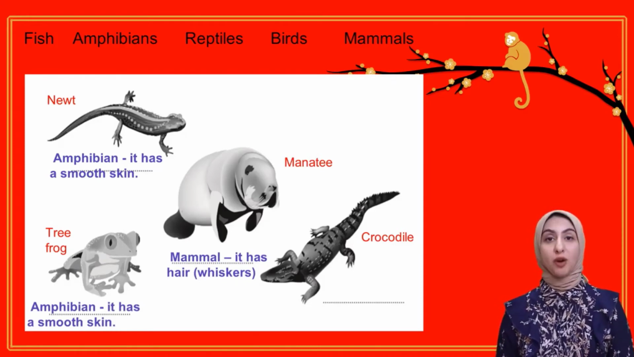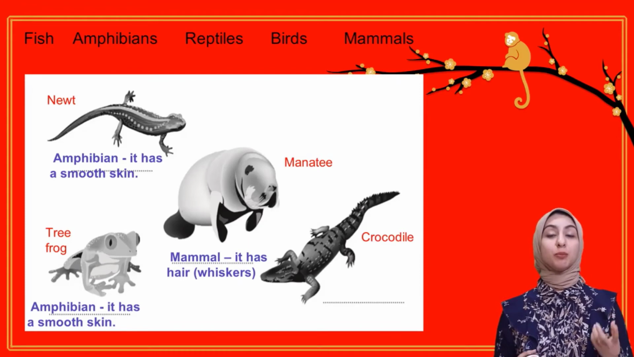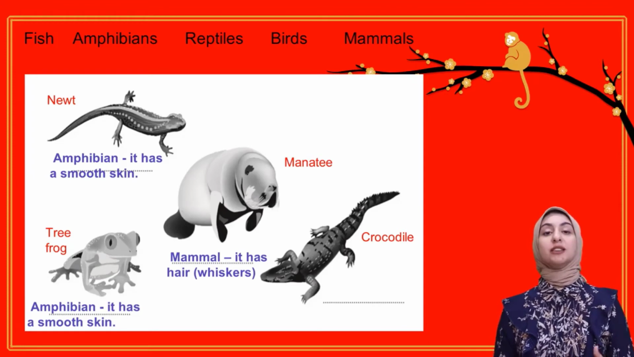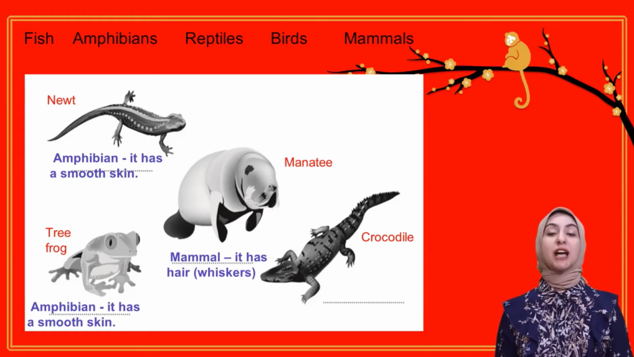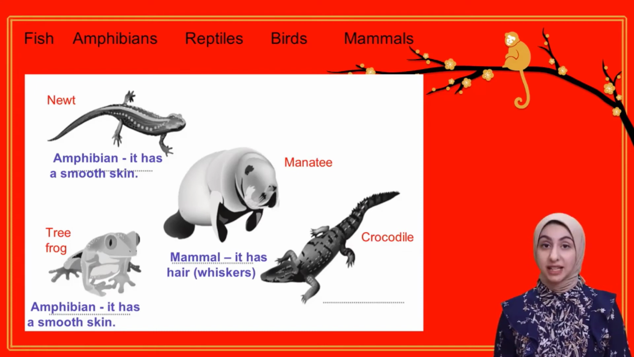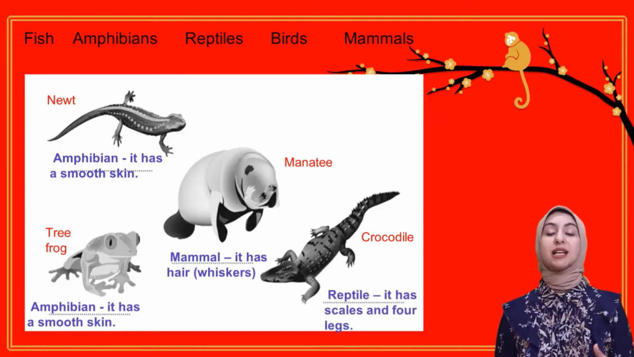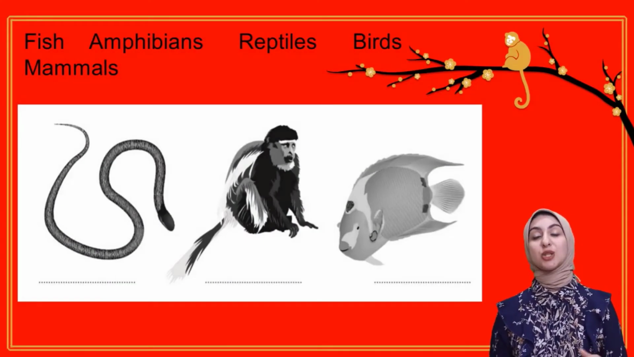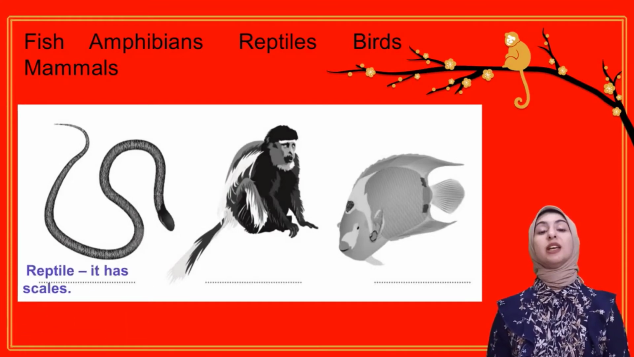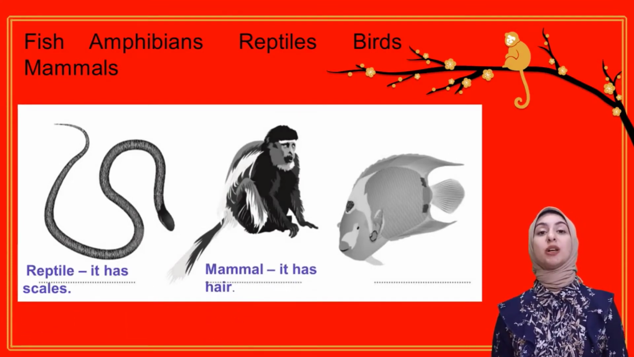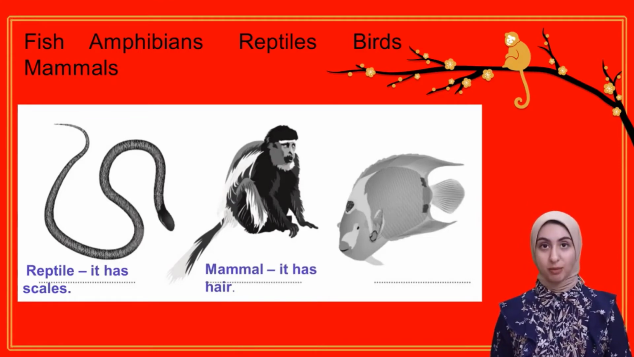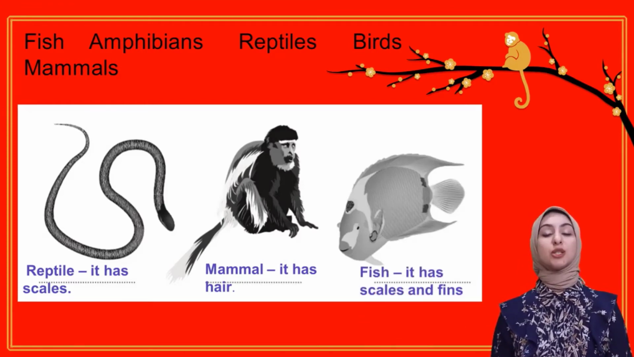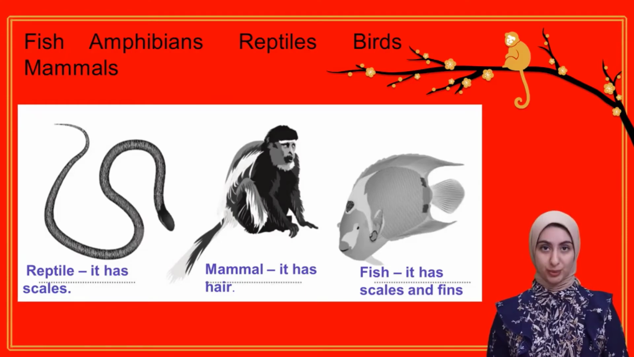And we have here a tree frog, which has 4 limbs and moist, smooth skin, so it is classified as an amphibian. Then we have a crocodile, which has 4 legs and scaly skin, so it is classified as a reptile. Then we have a vertebrate which has scales on its body, so it is classified as a reptile. Then we have a monkey which has hair on its body, so it is classified as a mammal. Then we have another vertebrate which has fins, gills and scaly skin, so it is classified as fish.